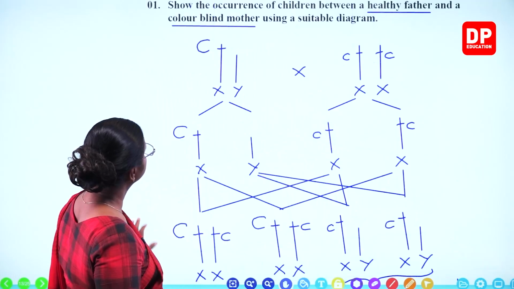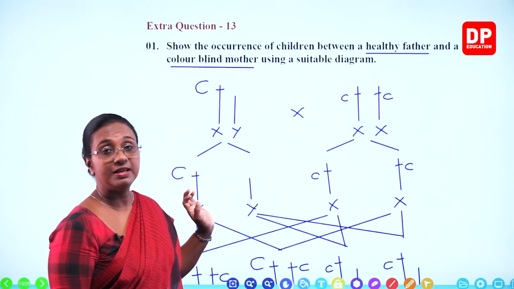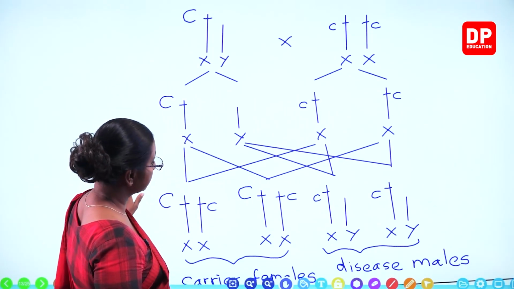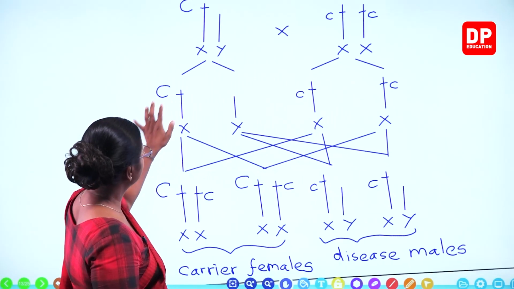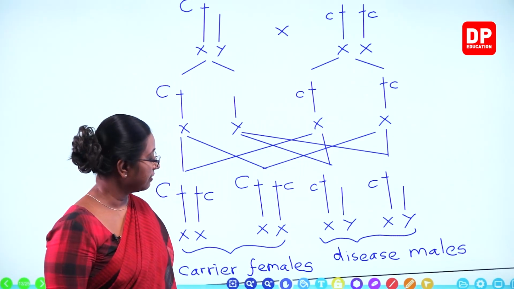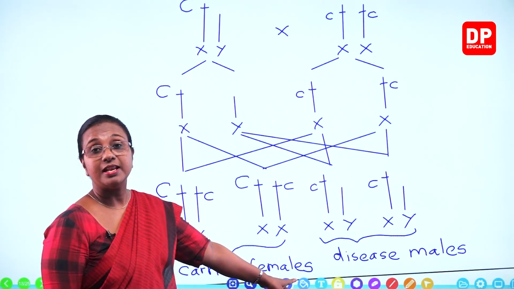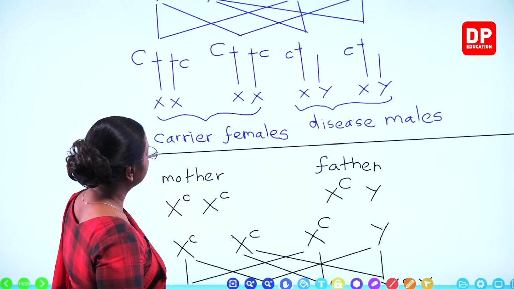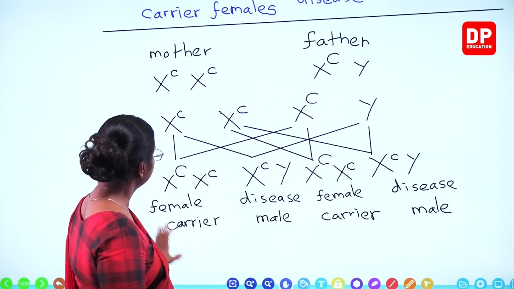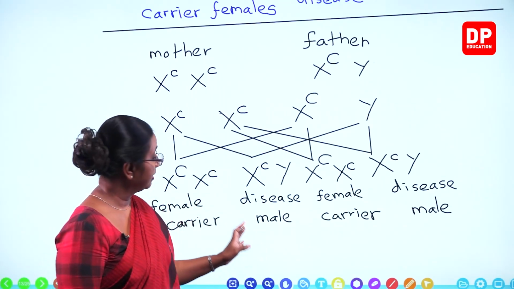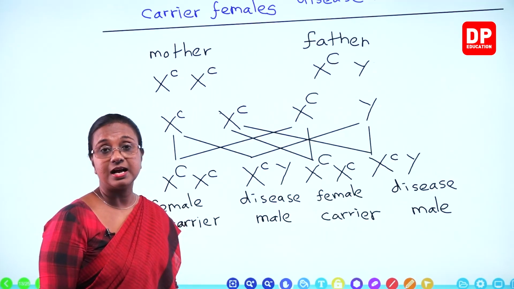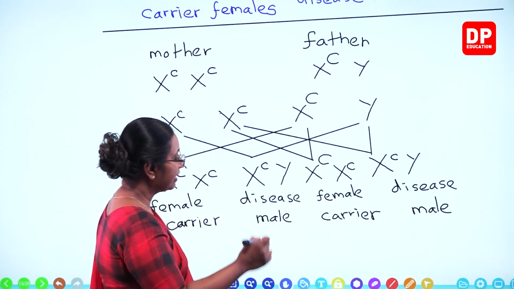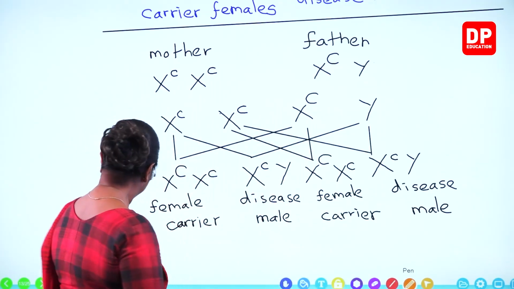So look at the question: show the occurrence of children between a healthy father and a colorblind mother using a suitable diagram. So this is how you get the diagram. Healthy father, colorblind mother, you get 2 carrier female children, or you can write carrier daughters and diseased sons. You can write it this way also: mother and father, so carrier daughters and sons with the disease color blindness. I'm sure you can understand this, students. So with that, I will move on to the next question.